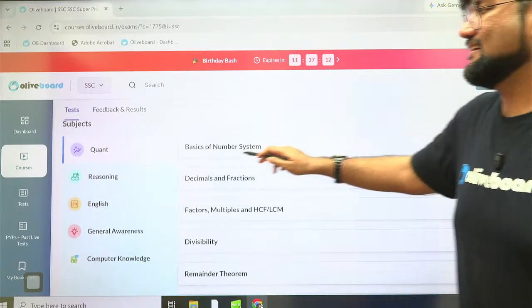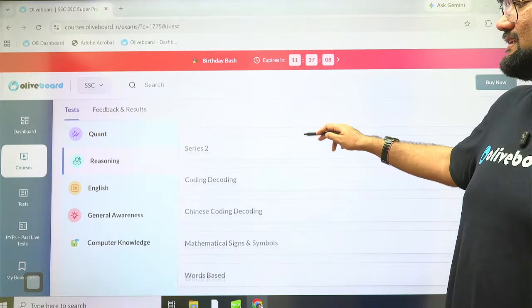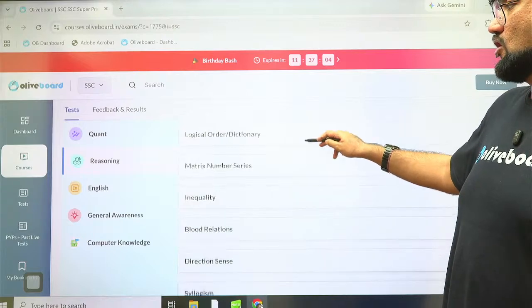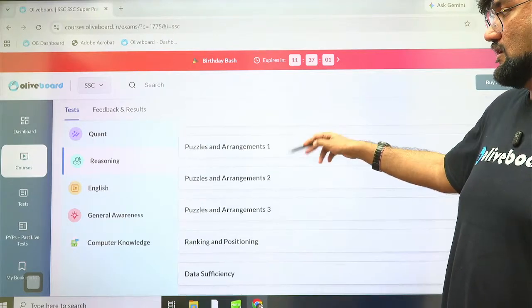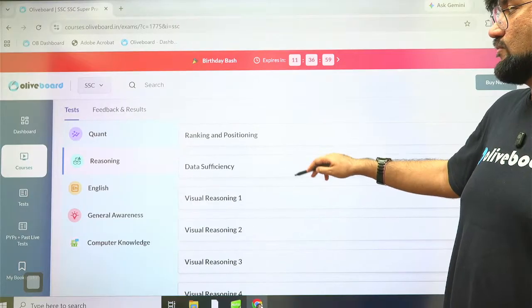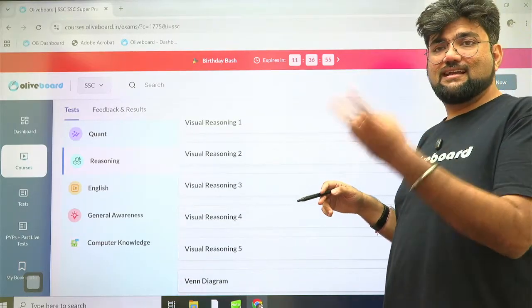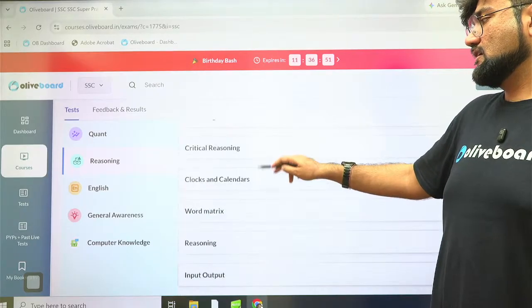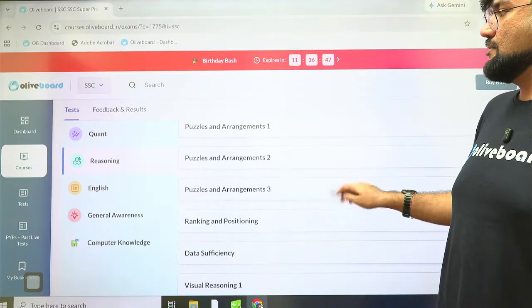Click on reasoning and look at the topics here. Analogy, odd one out, similarity, series, coding decoding, Chinese coding, mathematical symbol, word based, logical order, dictionary, matrix, number series, inequality, blood relations, direction, syllogism, puzzle arrangement has 3 sets, ranking, positioning, data sufficiency, visual reasoning means non-verbal reasoning, dice, cube. Everything is in these 5 different topics. Venn diagram, critical reasoning, clocks and calendars, word matrix, reasoning, input output, what is the function. Everything is here. Pick up one random topic.